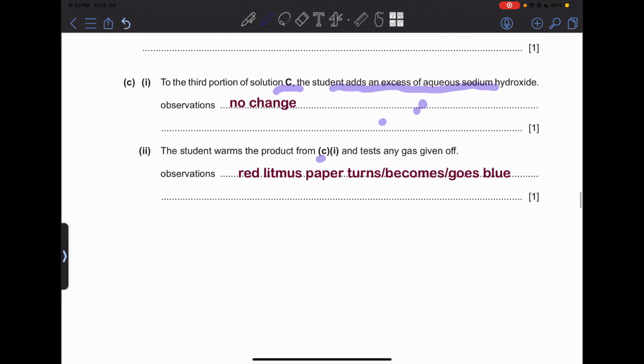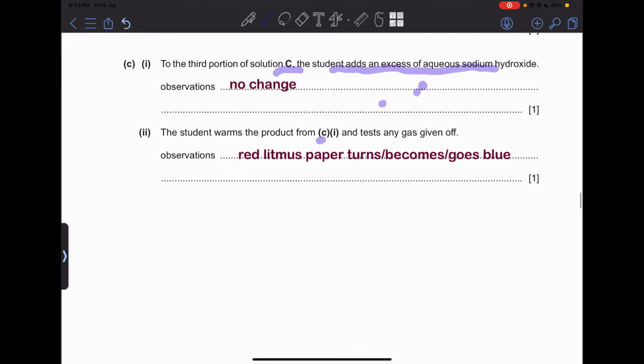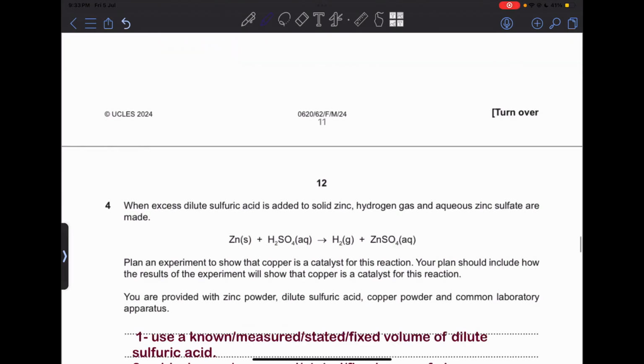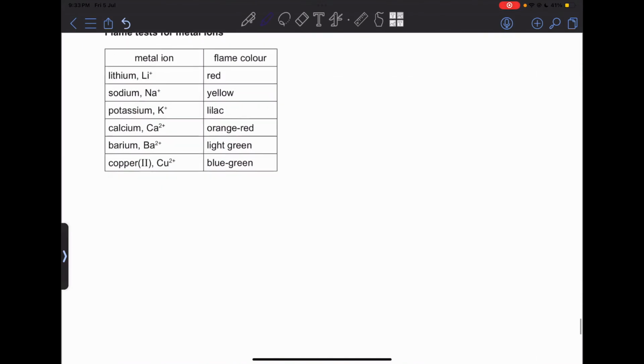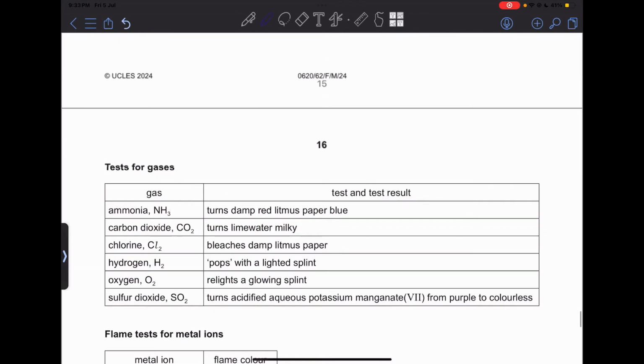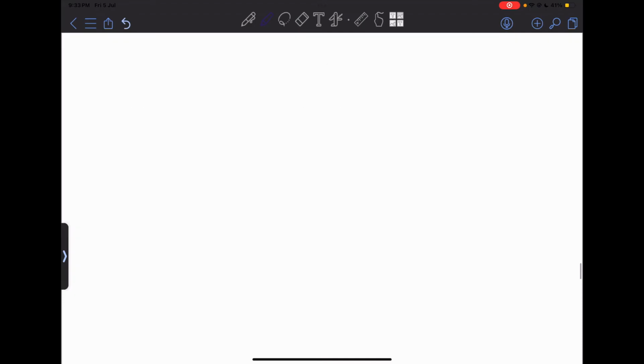So there is going to be ammonia. Now they heated the solution, so there is going to be ammonia, and we know that ammonia will turn red litmus paper to blue. So let's see over here at the back, we know the test for ammonia. Over here it will turn damp red litmus paper blue, so this is going to be our answer.